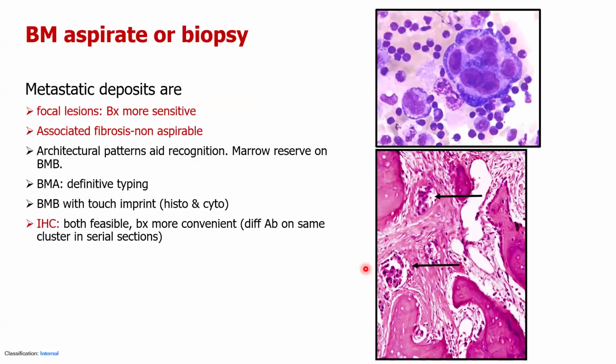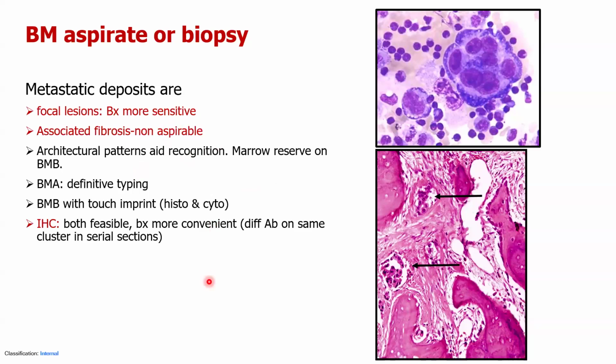Bone marrow aspirate or biopsy, that is the question. Now, if it is only a focal lesion, then biopsy will be more sensitive because the needle may not have hit the correct area. And if there is associated fibrosis because of the metastasis and it becomes non-aspirable, then bone marrow biopsy is more useful. And in a bone marrow biopsy, the architectural patterns also help in recognition, and we can also see the marrow reserve. So with bone marrow biopsy, there are a number of other advantages.